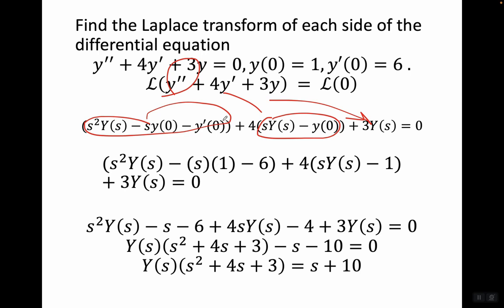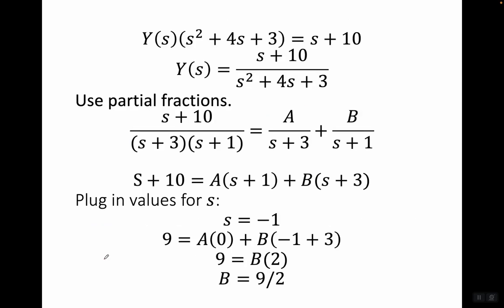So when we substitute in 1 for y of 0 and 6 for y prime of 0, this is what we end up with. Again, y of 0 makes another appearance here. Plug those in, and then let's distribute and simplify. So s squared Y of s minus s minus 6 plus 4s Y of s minus 4 plus 3Y of s equals 0. Factor out the Y of s, and we end up with this. Get the s plus 10 on the other side, and then we have Y of s times s squared plus 4s plus 3 equals s plus 10.